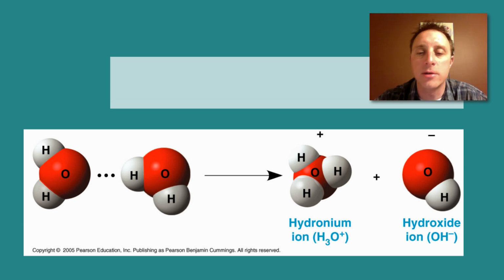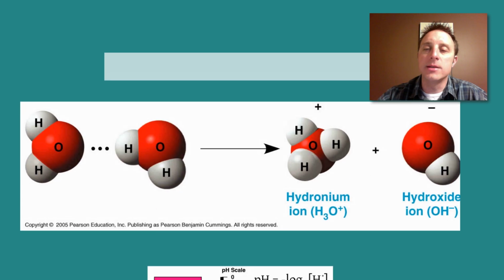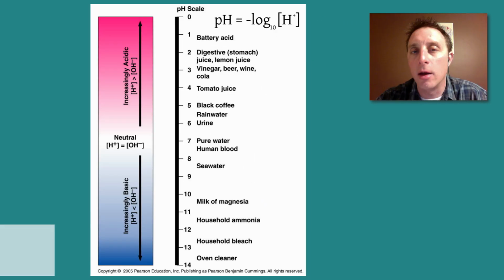The positively charged ion is the hydronium ion, which is H3O positive, sometimes also referred to just as hydrogen ion, H plus. And the negative ion, the OH, is the hydroxide ion. So this happens at a very, very low level in pure water, but it's also very important because this forms the basis of the pH scale.